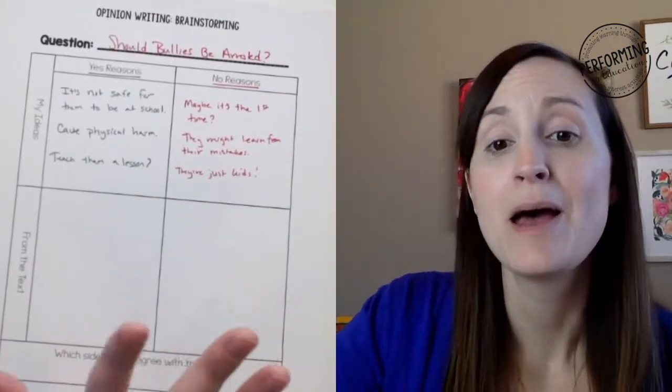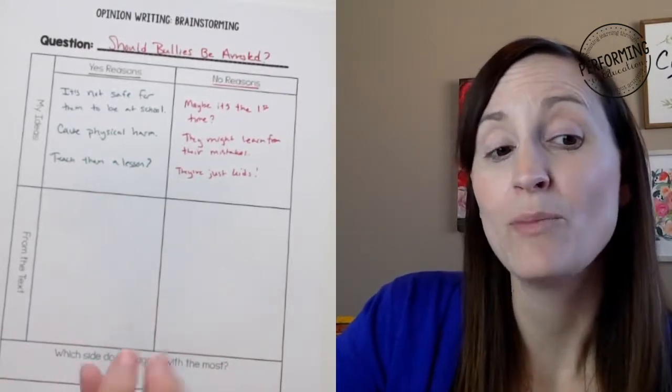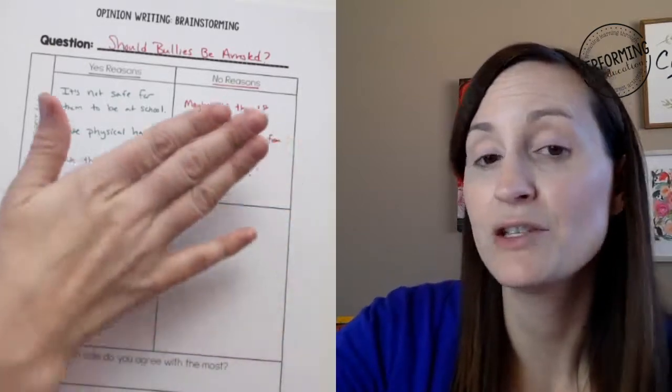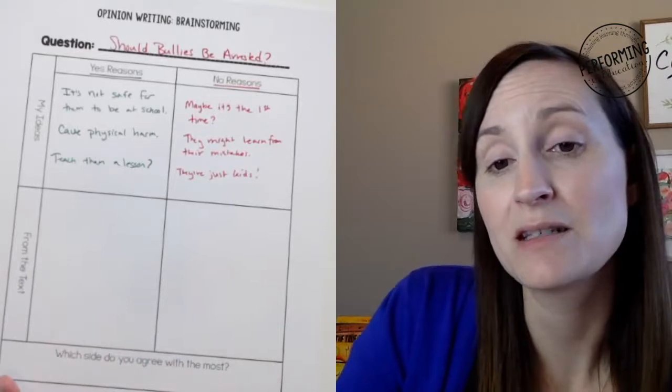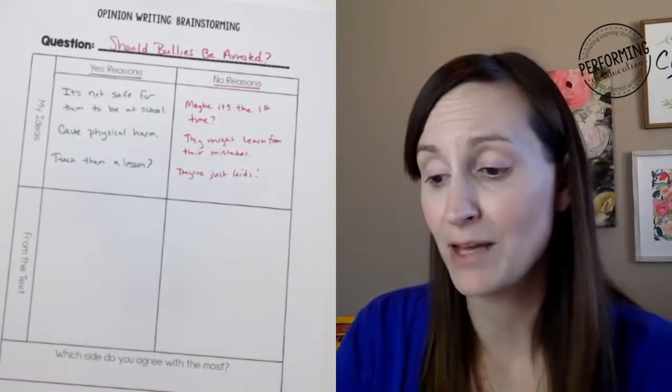So not only are we underlining and looking for more content to put right here on our chart from the text, but we're starting a discussion on how we can get more information to support our argument. Okay, so we're not just having our reasons and the reasons from one text, but we're having discussion and further research to support our argument.